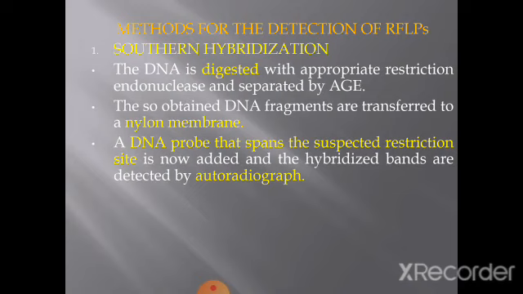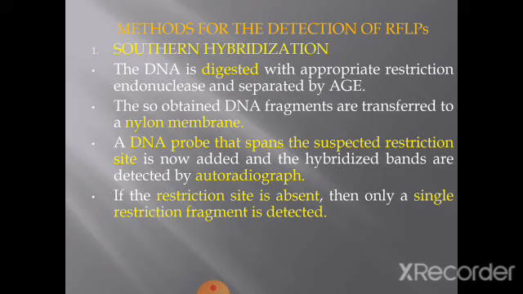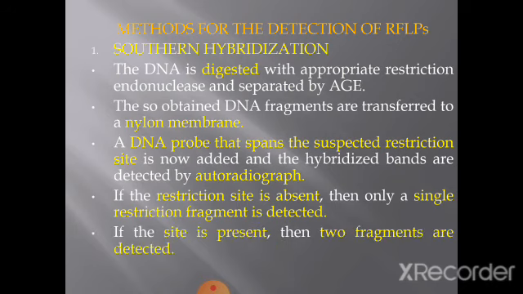I'll give you one homework. You can just make a note of your autoradiograph technique, okay, and keep it as a supplementary reading to your reading on RFLP. Then, if the restriction site is absent, say for example due to an inherited mutation or something else, then you will get only a single restriction fragment, okay. On the other hand, if the site is present, you will get two fragments. This is what happens during Southern hybridization.